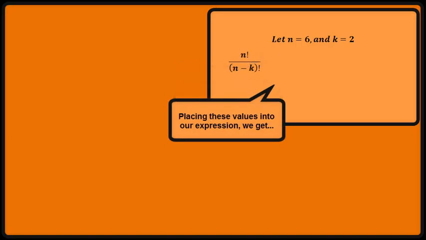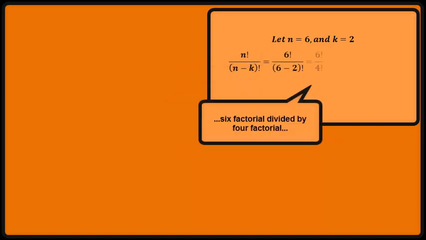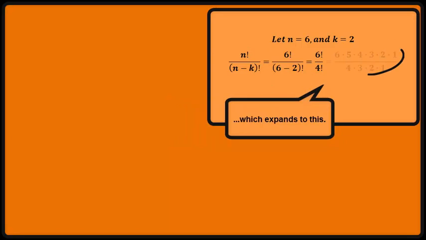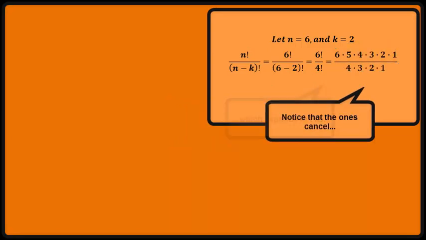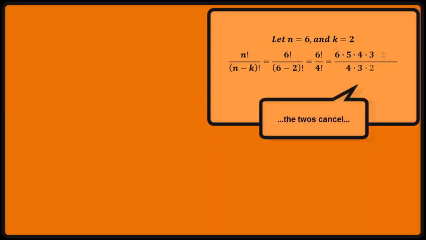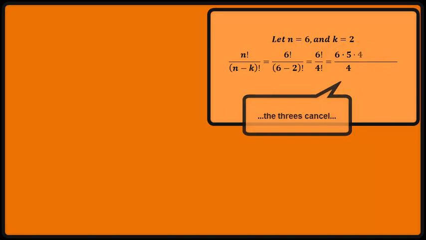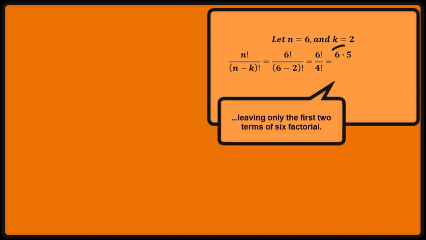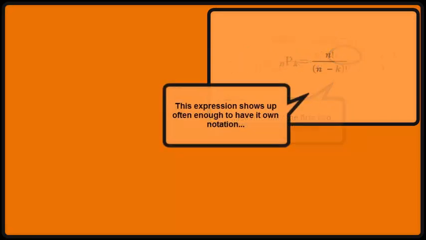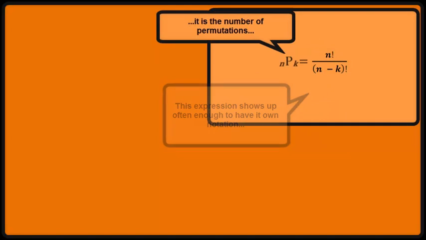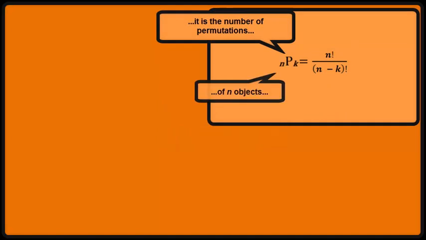Placing these into our expression, we get 6 factorial divided by 4 factorial, which expands to this. Notice that the 1's cancel, the 2's cancel, the 3's cancel, and the 4's cancel, leaving only the first 2 terms of 6 factorial. This expression shows up often enough to have its own notation. It is the number of permutations of n objects taken k at a time.